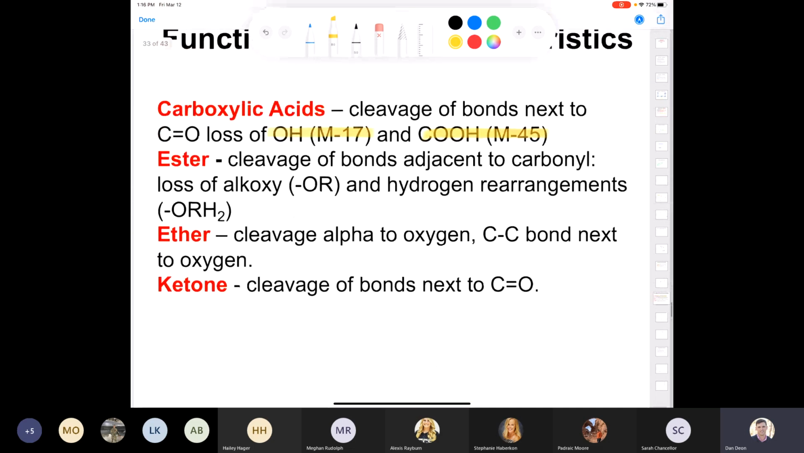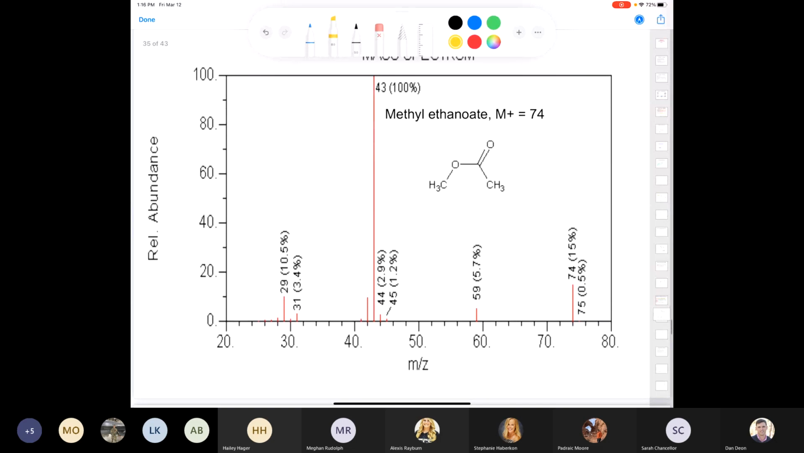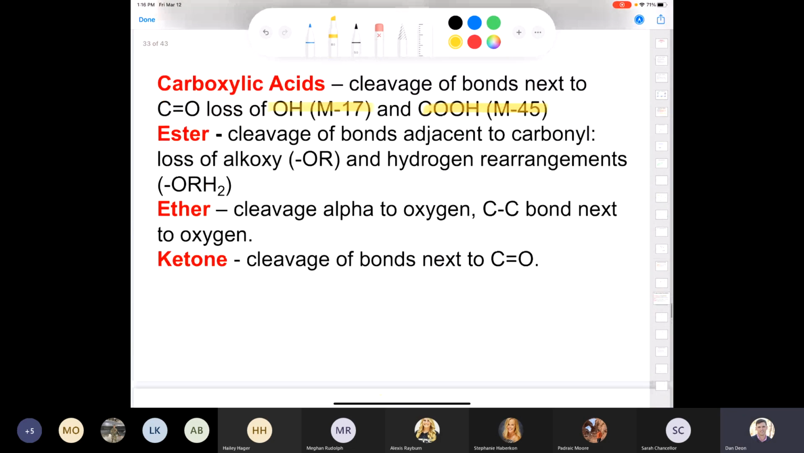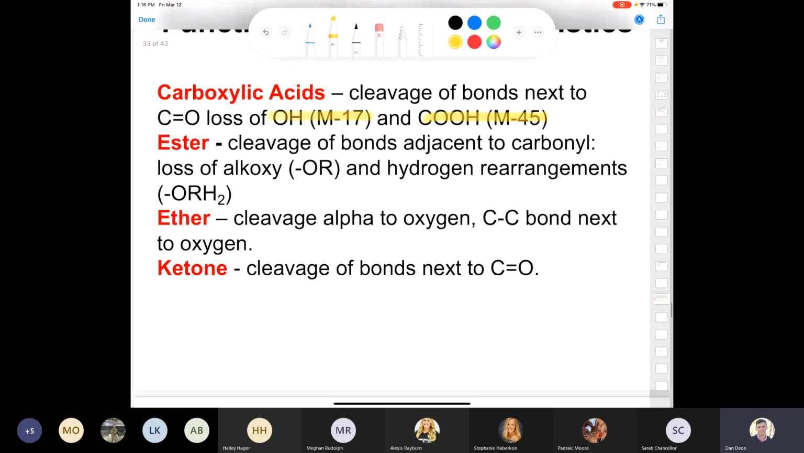What else? An ester. Do I have an ester in here? Yes, we got methyl acetate here. Okay, so let's take a look at esters. Cleavage of the bonds next to the carbonyl. We can have hydrogen rearrangements. I don't think I'm going to get obsessed about hydrogen rearrangements for you. But the cleavage of the bond adjacent to the carbonyl, that could happen on either side of the ester.